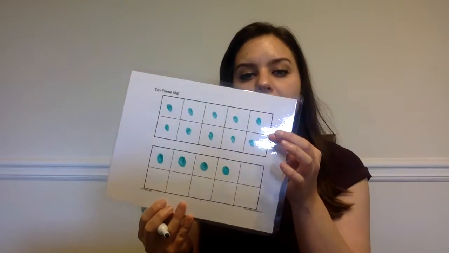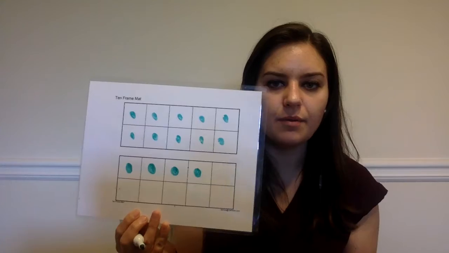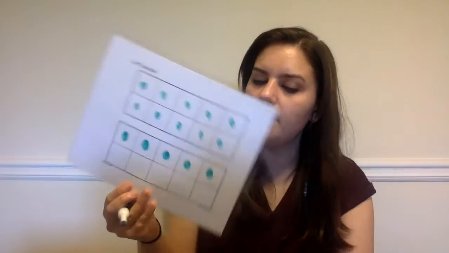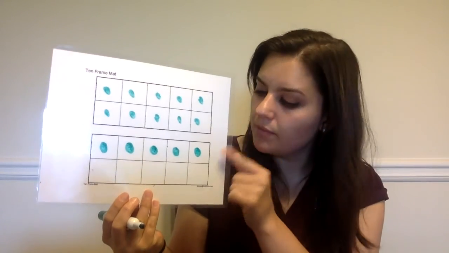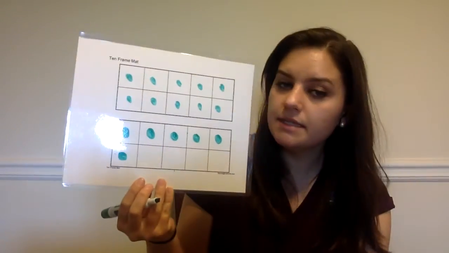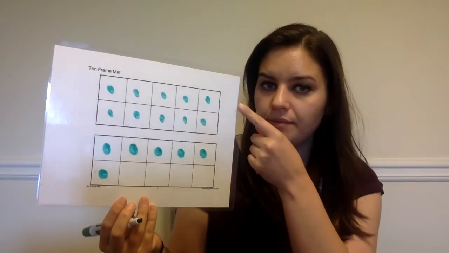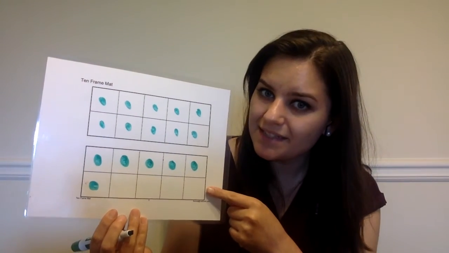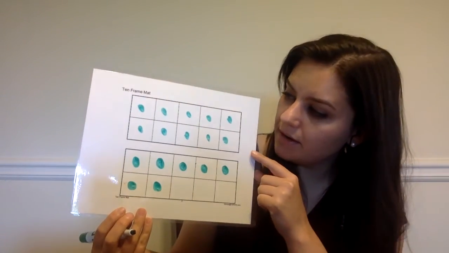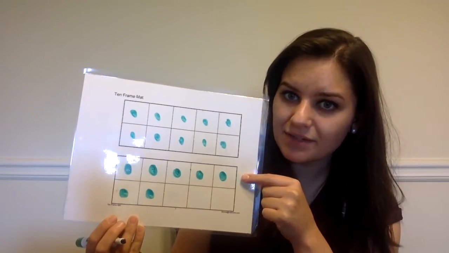Then we'll move on with 14, which is that group of 10 and four extra ones. 15 will be the group of 10 with five extra ones. And then 16 will be that group of 10 and six extra ones. 17, once again, is that group of 10 with seven extra ones.